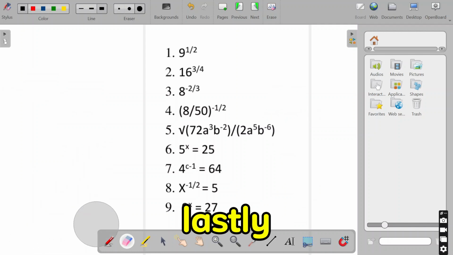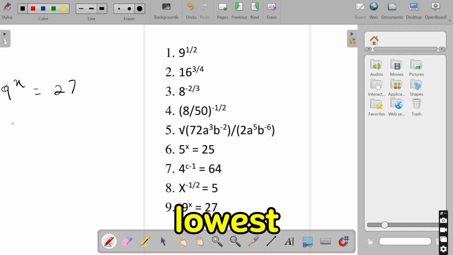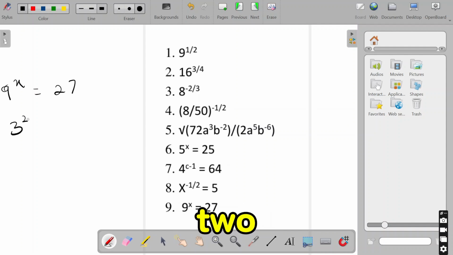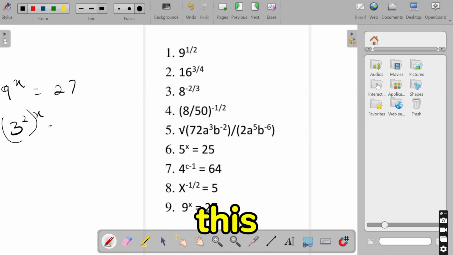Then lastly, before we call it a day, we have 9 raised to power x equals 27. 9 is the same thing as, if I break it down to the lowest terms, 3 raised to power 2. I can put it in brackets and put x outside. It equals 27, which is 3 raised to power 3.